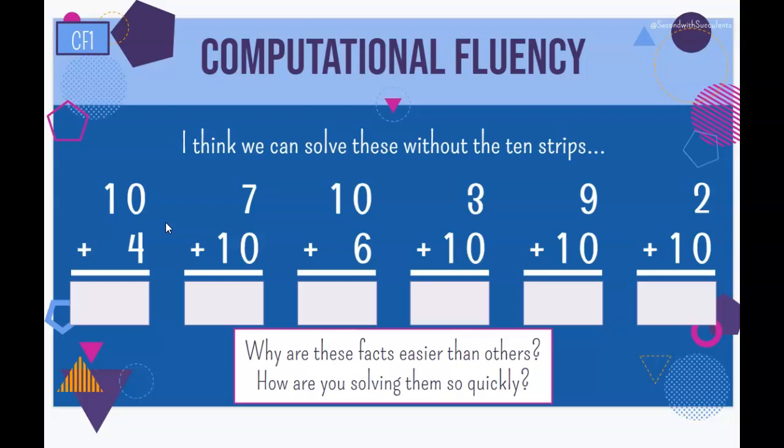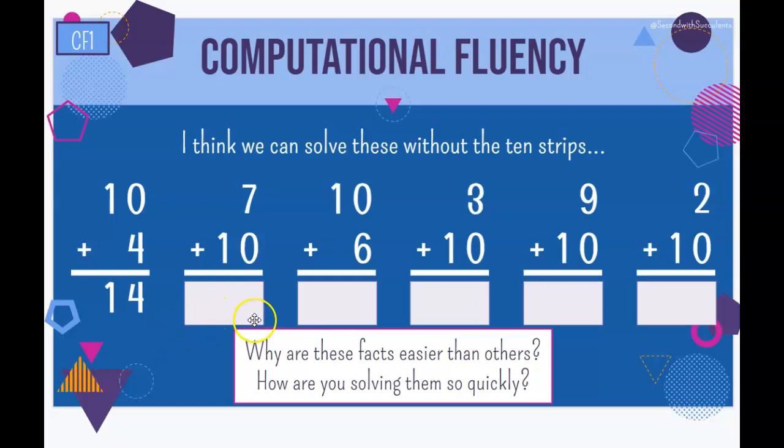Let's have a look at the rest of these equations. I think we can solve them without the 10 strips. We're going to go kind of fast. We're going to be speedy. 10 plus 4 equals what? Do you know? 14. Show a connection if you knew it was 14. Show that computational fluency, that quick thinking with numbers.